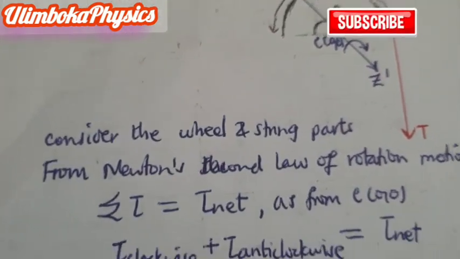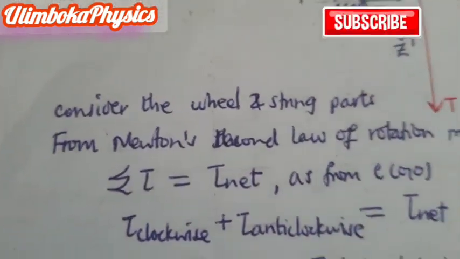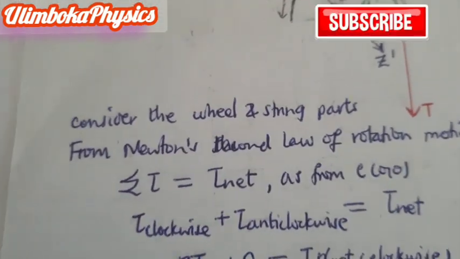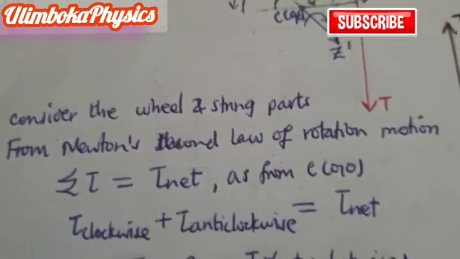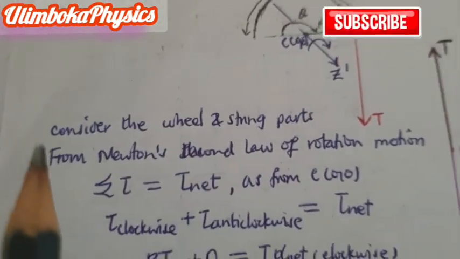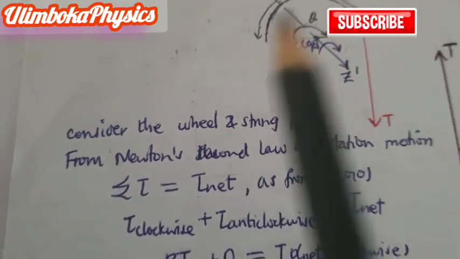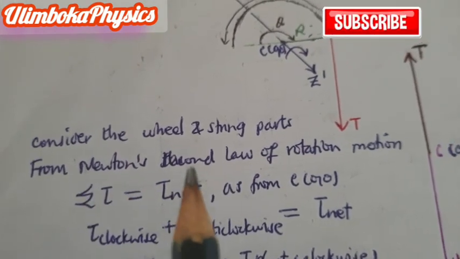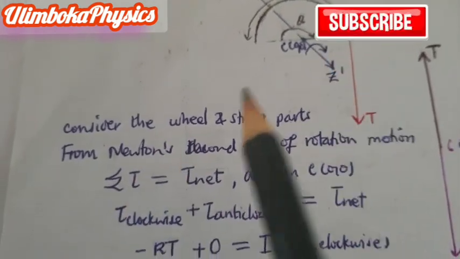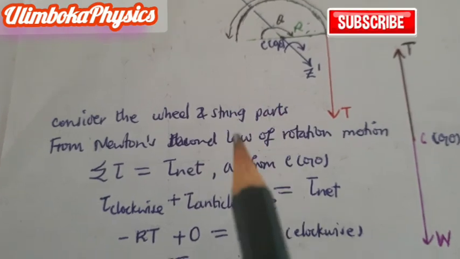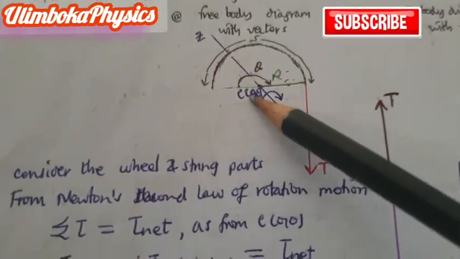Therefore, let us consider the wheel to string part first. For the wheel to string part, we can get the relationship of this torque with the net torque, the sum of torques, by considering Newton's second law of rotation, which gives us a relationship of torque with net torque from the center 0, 0.